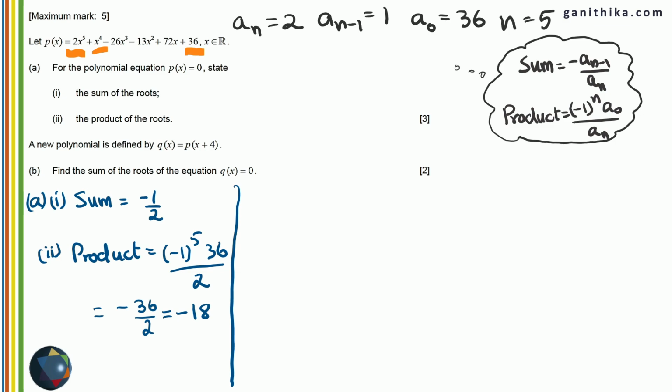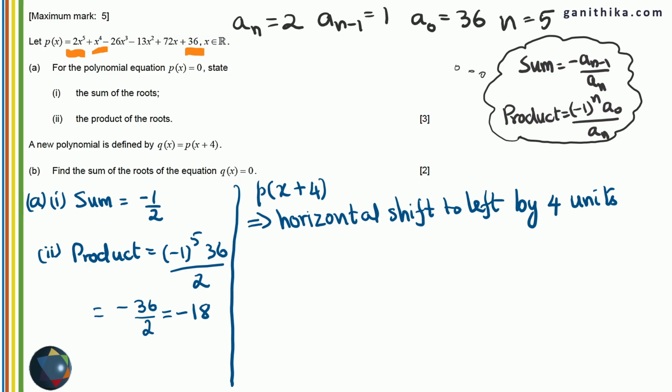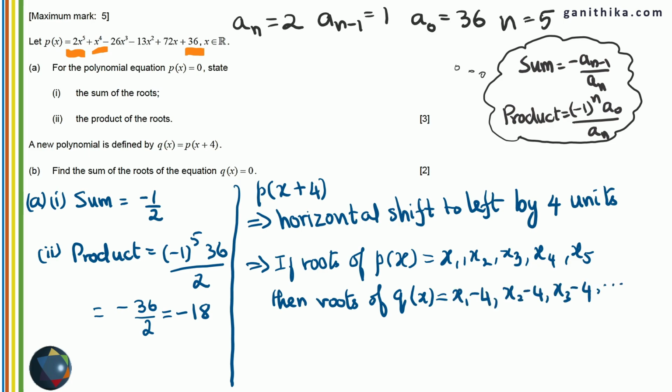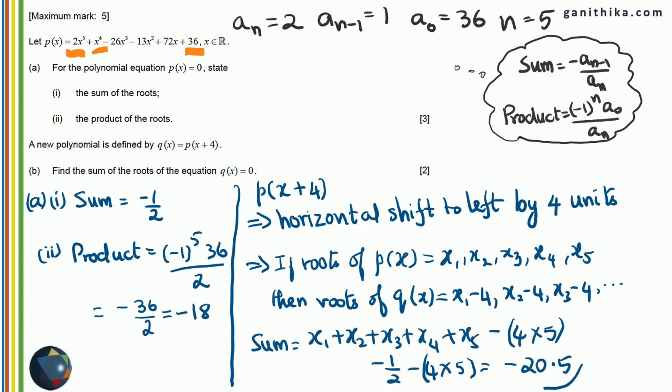For the next question, we are given that q of x is equal to p of x plus 4. So what is p of x plus 4? This is the horizontal shift to the left by 4 units, which means if p of x has the roots x1, x2, x3, x4, x5, which is on the x-axis, q of x will have shifted the roots by 4 units to the left. So the roots of q of x will be x1 minus 4, x2 minus 4, x3 minus 4, etc. So sum of the roots will be adding them all, x1, x2, x3, x4, x5 minus 4 times 5, which will give you negative 20.5.